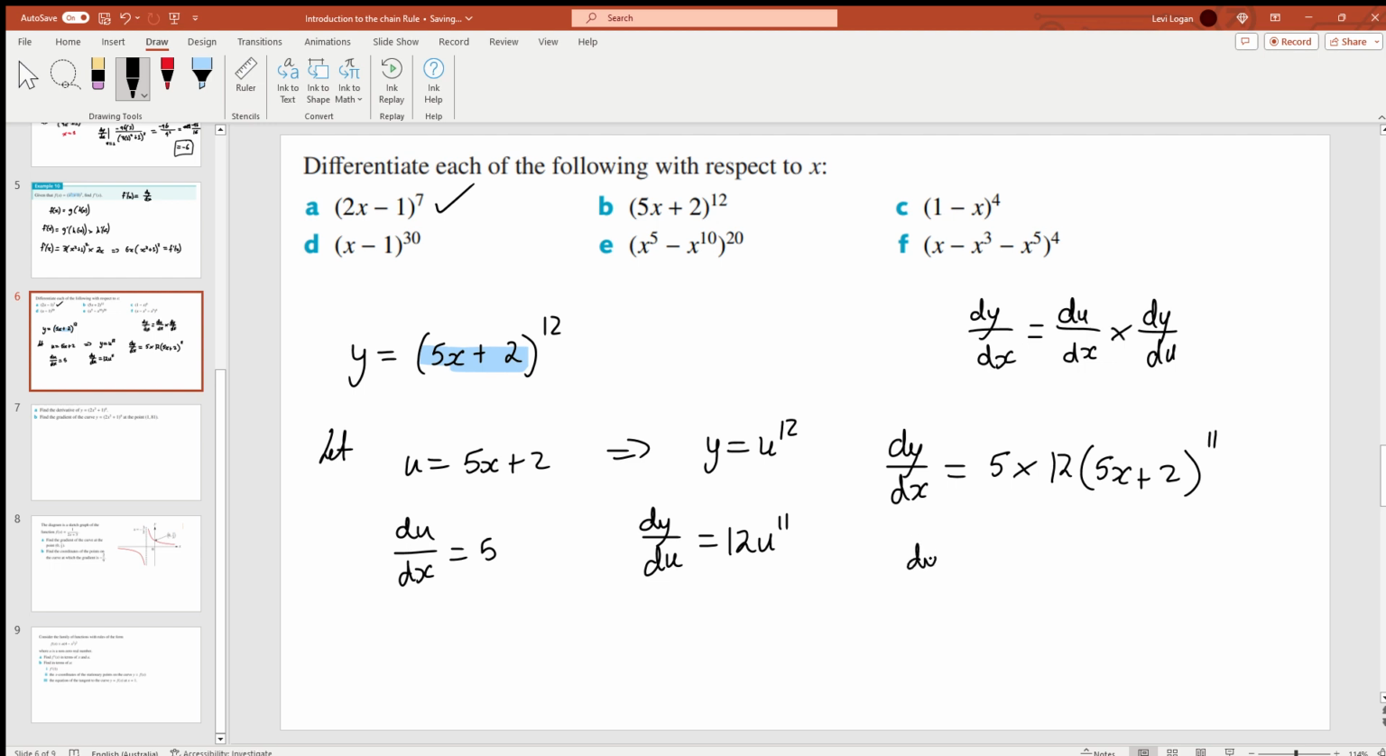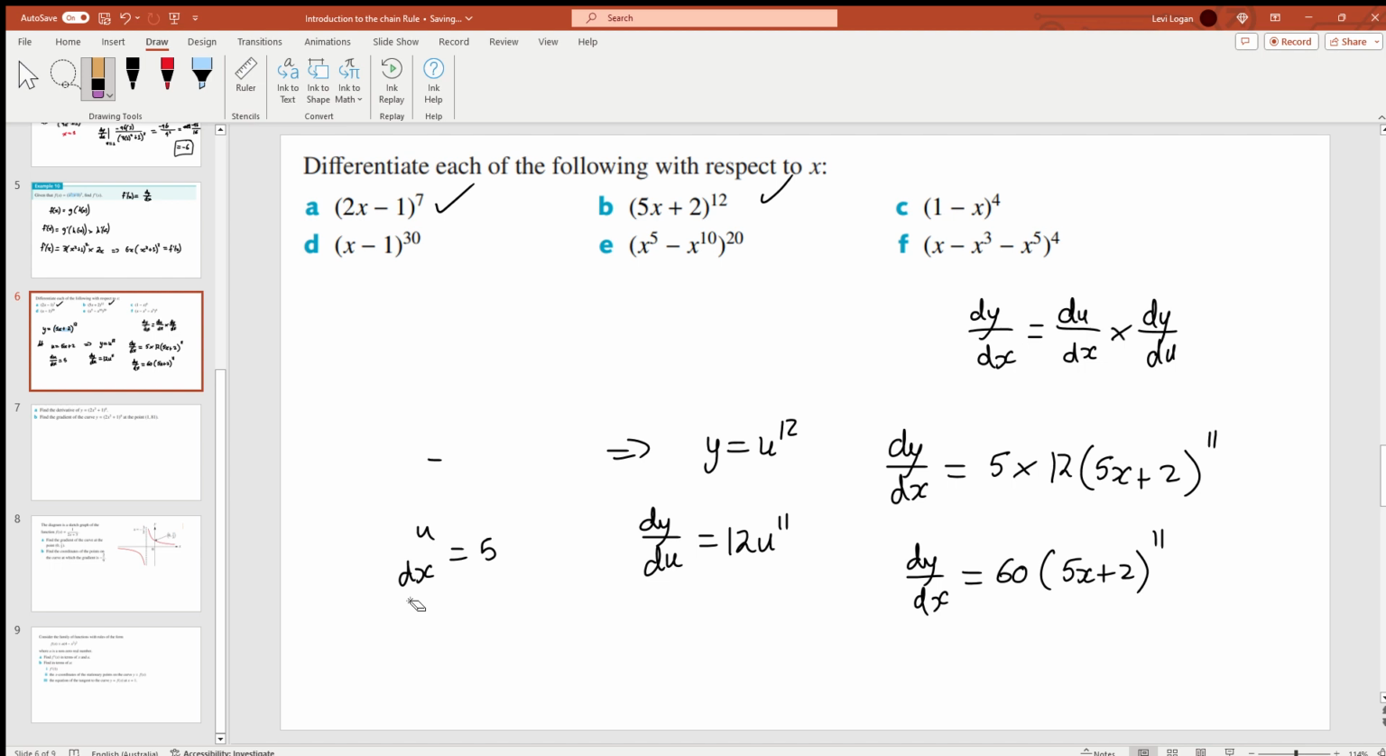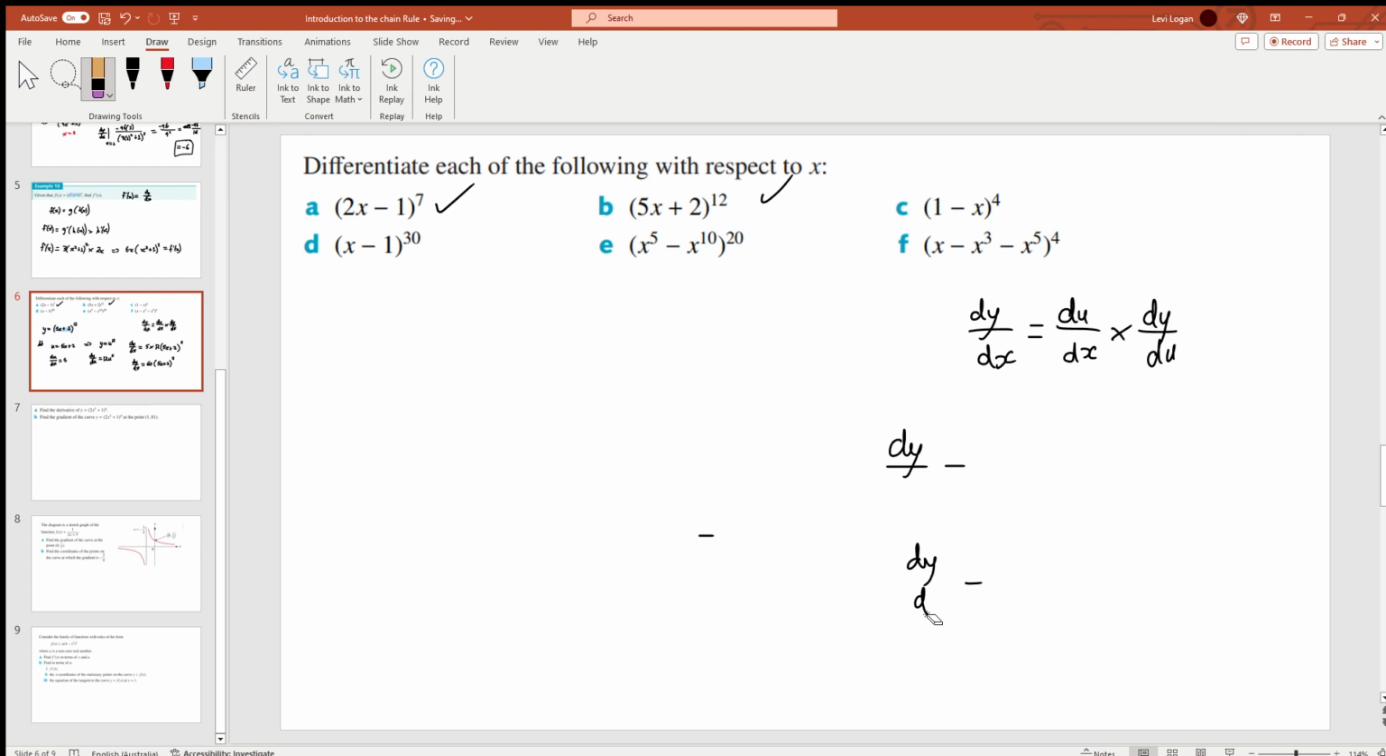So that means dy/dx is going to be 60(5x plus 2) to the power of 11. And that's how you do question B. So you can see a lot of them is the same stuff, but I'm just going to go through every single example so you have working for all of them. But yeah, just identify the inside function and differentiate. If you have any questions at all, try and leave something in the comments and I'll try my best to answer them.